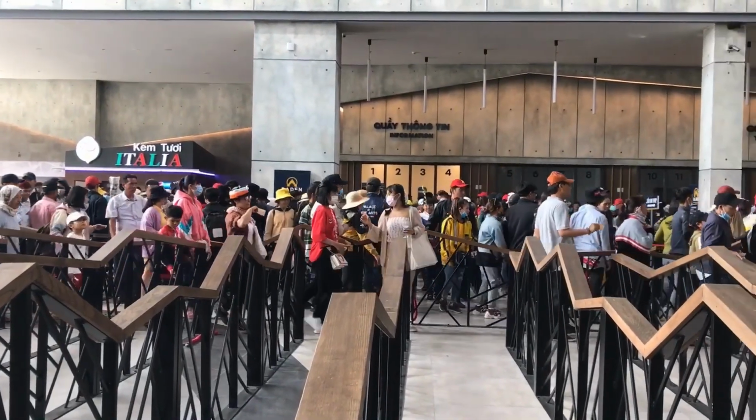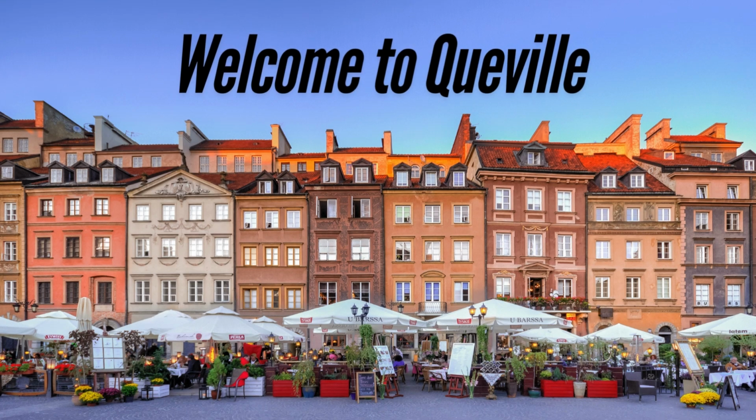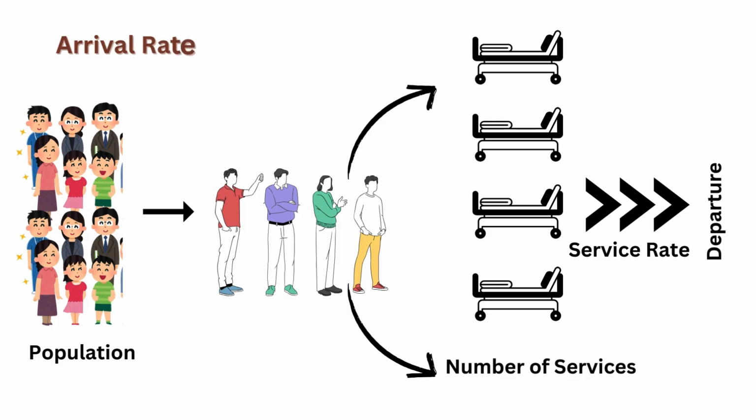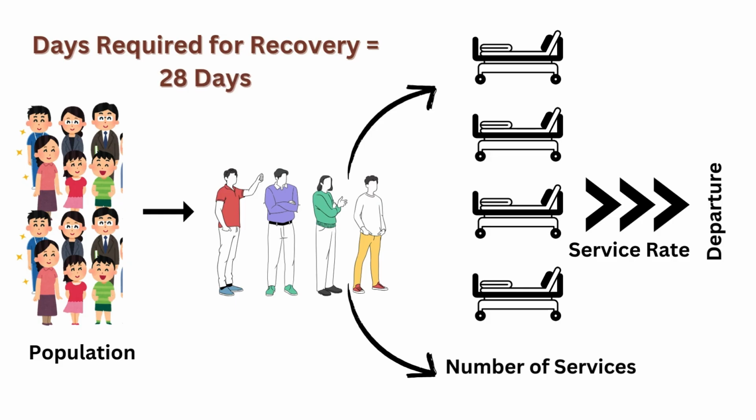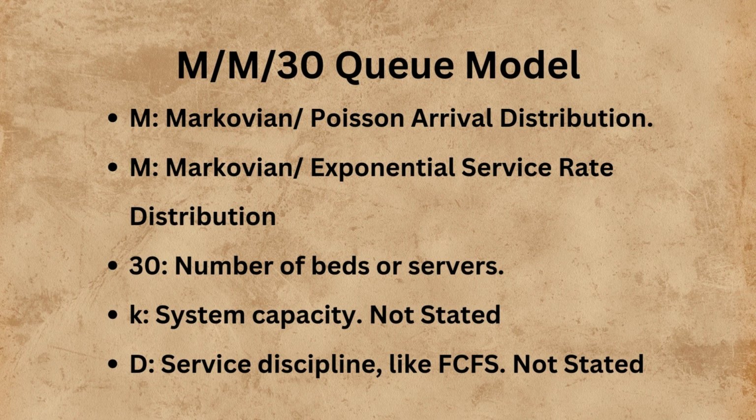How does it work? Let's break it down. Every queue has three basic components: arrival of the customers or tasks, the service process, and the queue itself. Let's imagine a town called Queville. Queville has one drug rehab center. Queville Rehab Center receives one patient per day on average. Each patient requires 28 days to recover. And the rehab has 30 beds for patients. In queuing theory, it can be called an M/M/30 model.